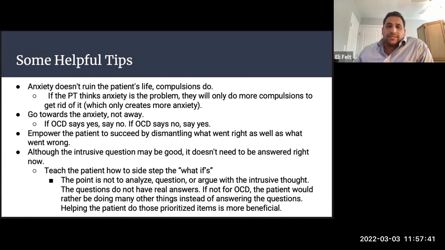Empowering the patient to succeed by dismantling. This one is a very important tip. At least I do. I don't know about everyone else, but I always look for the thing that went wrong and we dismantle it, figure out what went wrong, how can we change this, what are we going to do about it? But you have to give the same weight to what went right. And I always say wins equal wins when it comes to OCD. And the more success we have with response prevention, the easier it is for us to do it again and again.